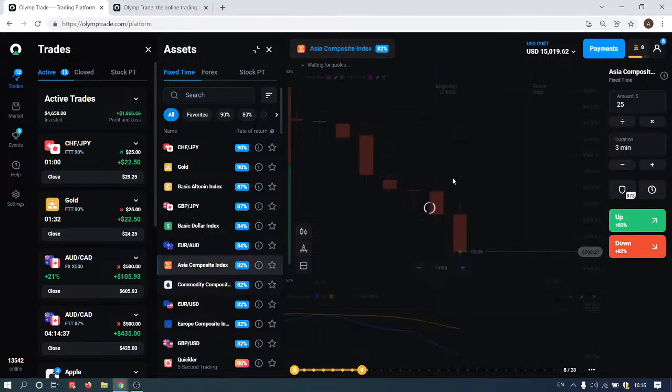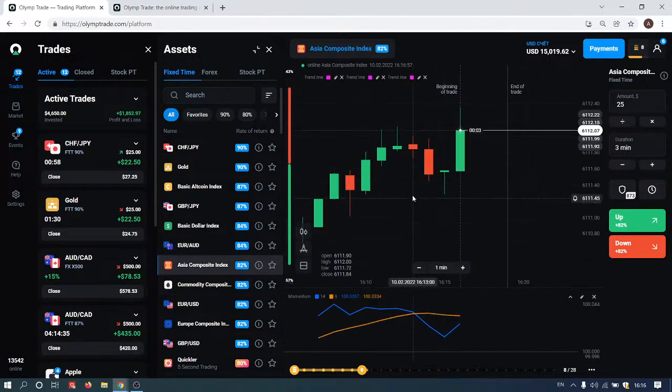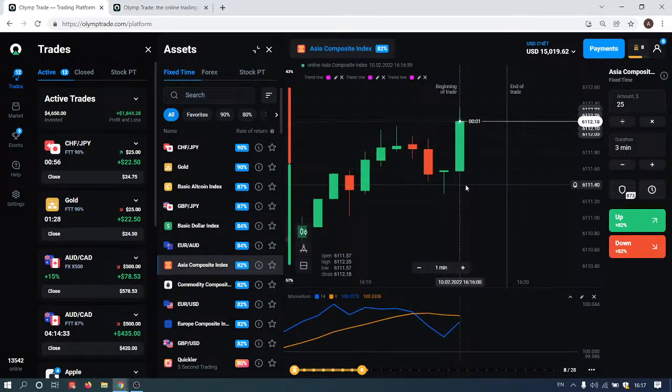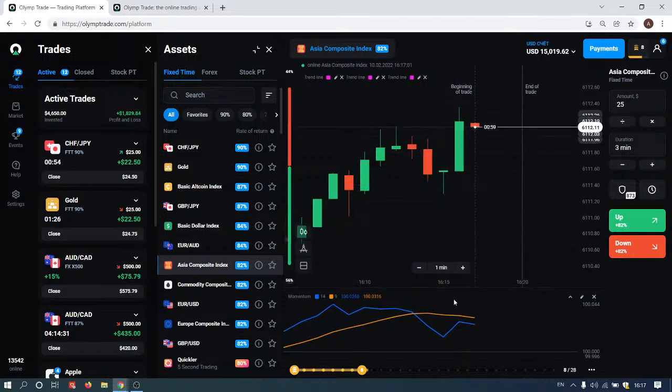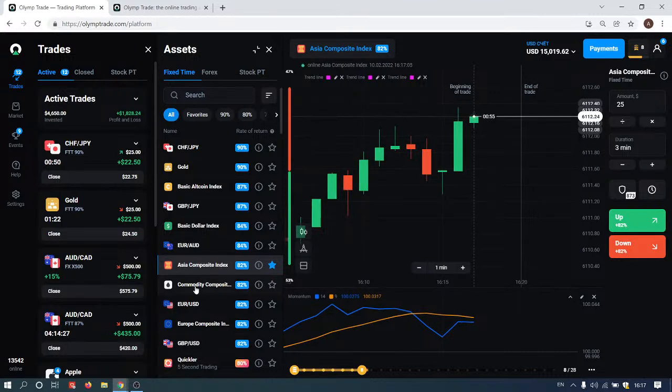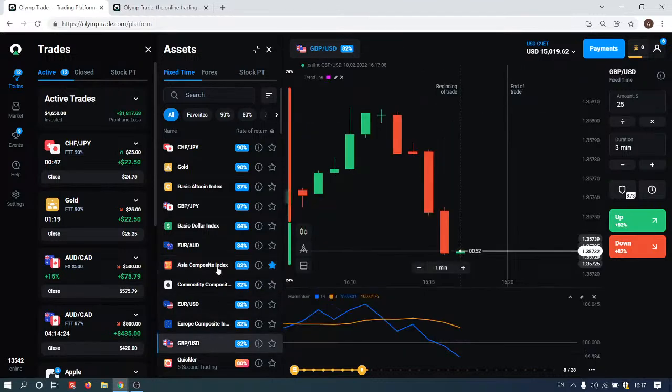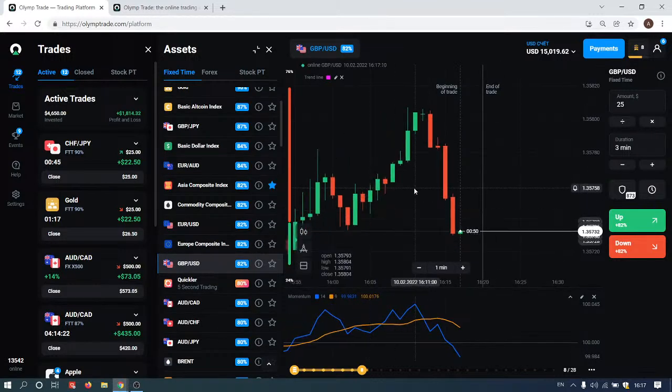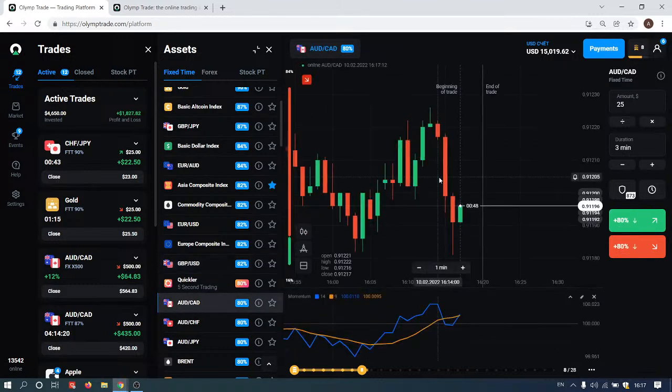Yeah, I would say Asia Composite is my next. Well, I'm pretty sure that almost. Okay, so let's mark it as a favorite asset, and go ahead and don't waste time and find another setup.